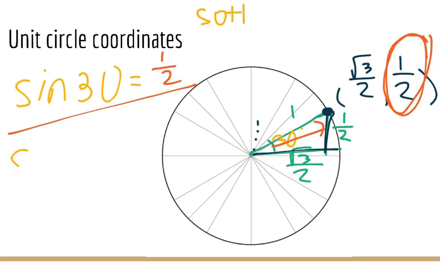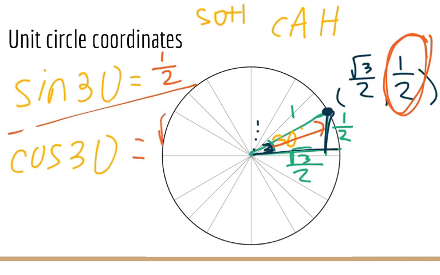Let's do it now, but I'm going to ask you for the cosine of 30. Remember cosine is adjacent over hypotenuse. So from this angle right here, the adjacent side is square root 3 over 2, and the hypotenuse is 1, which doesn't really matter if we write that in. So that tells me that the cosine, square root 3 over 2, is this value right here, which ended up always being the x value.